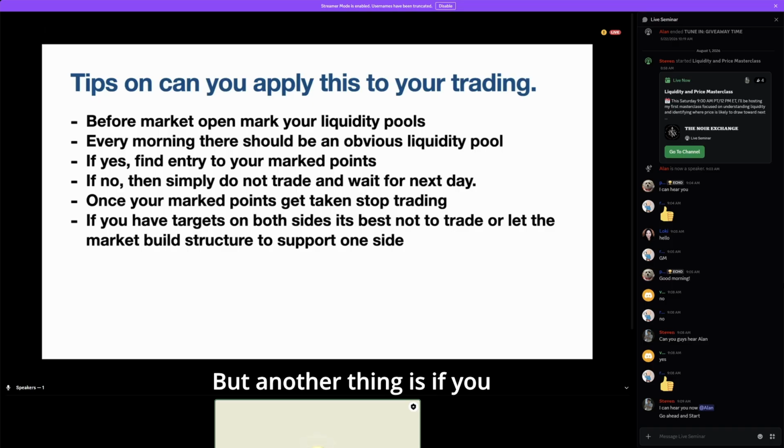Another thing is, if you have targets on both sides, it's honestly best not to trade, or let the market build structure to support one side. That's either the market pushing closer to one side, and then maybe taking an entry while it's leading to that drawn liquidity and invalidating the other side.